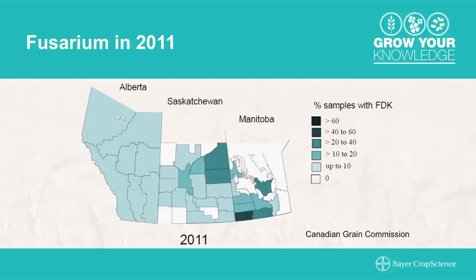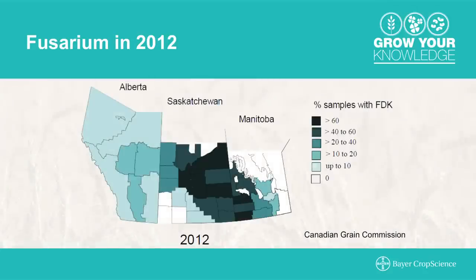Before we talk about 2014, let's take a quick look back and see what happened over the last couple years. According to the Canadian Grain Commission, this is the levels of Fusarium damage incidence that was in the prairies in the summer of 2011. And you can see in some districts like in southwestern Manitoba, that was where we were seeing some of the highest incidences reported.